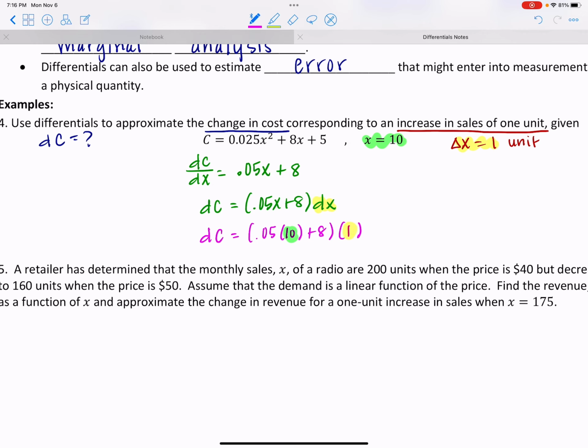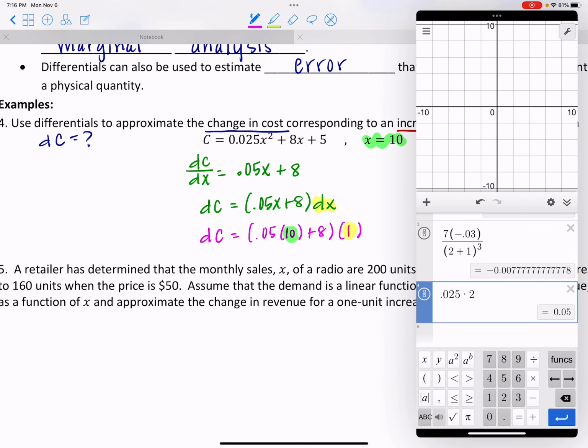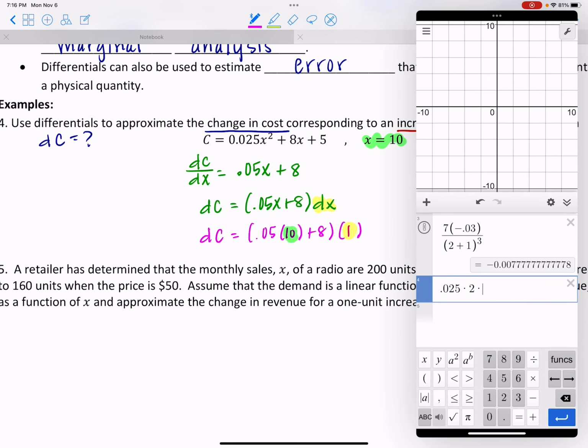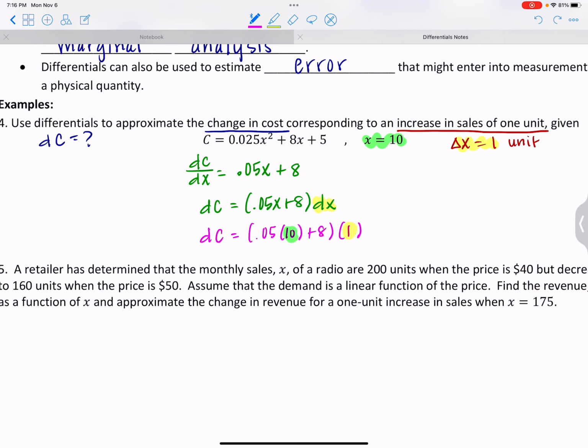Okay, so then 0.05 times 10 plus 8 is going to be 8.5. Multiply by 10, that's going to move the decimal once. Add 8, and then multiply by 1. So yeah, 8.5. And since this is the cost, it doesn't give us units, but I'm going to assume that this is in dollars. So let's say 8.5 here and assume that the change in cost is $8.50.